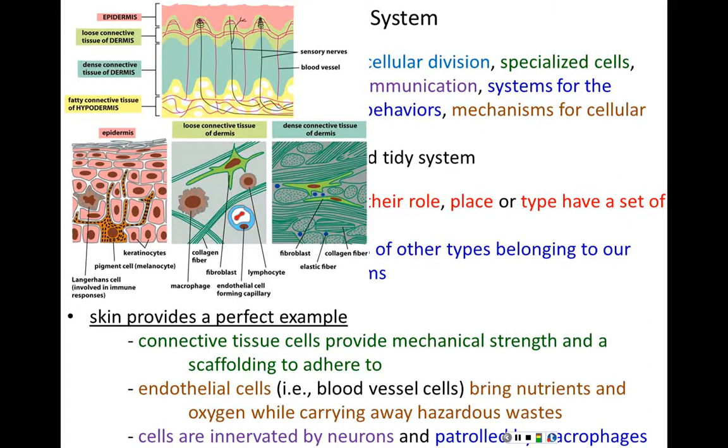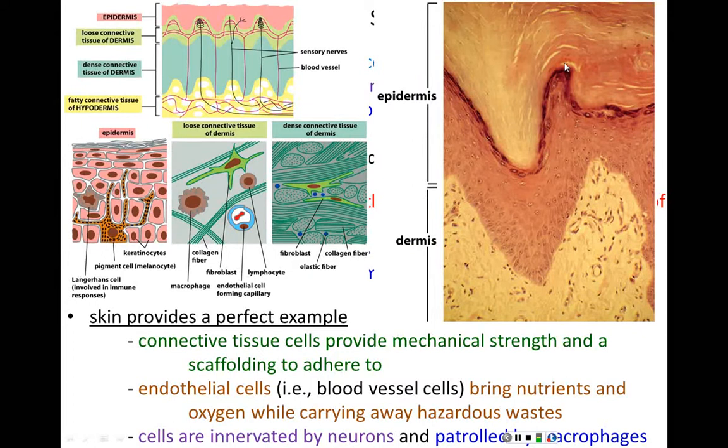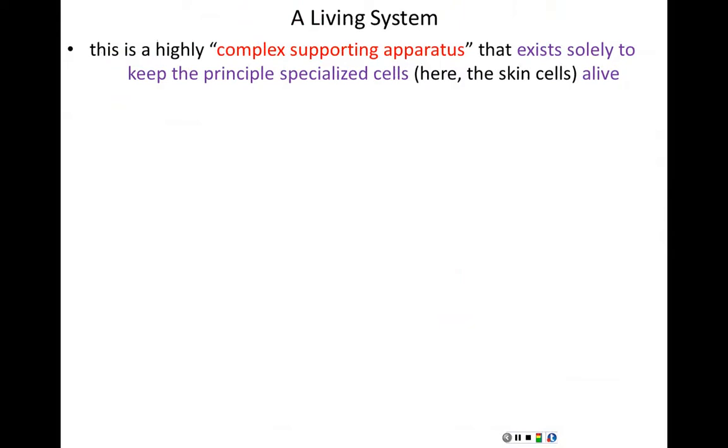So when you look at it this way, it really is quite ridiculous. Something as simple as skin requires so much support, so much infrastructure to do what it needs to do, be a barrier. The textbook calls this a complex supporting apparatus, and that's a quote I like. This is a highly complex supporting apparatus, a highly complex supporting infrastructure, and by that I mean the fibroblasts, the endothelial cells of the blood vessels, the nerve cells of the nervous system, all of the other support cells that I just mentioned on the previous slide. That's a huge supporting apparatus that exists solely to keep the principal specialized cells, in this case the skin cells, alive. It's the only reason those other cells are there is to keep the skin cells alive. The skin cells are what matter in that region.